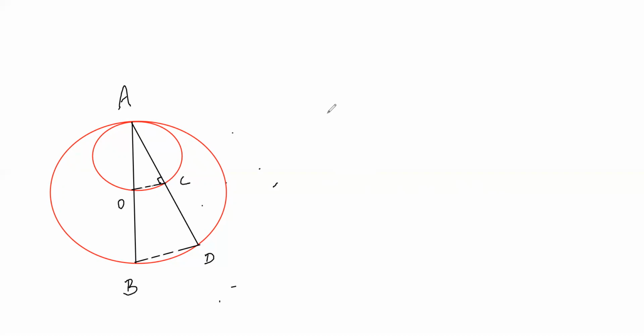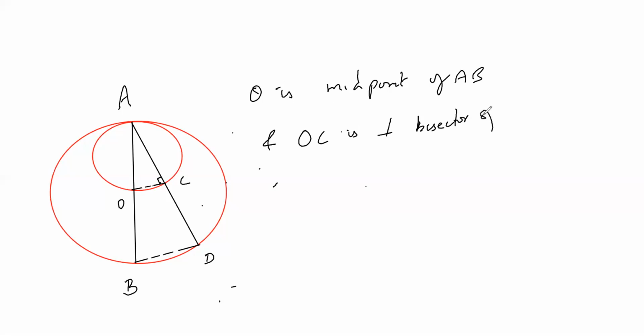Okay. So why am I telling you this particular thing? Because I told clearly what O and C are, correct? O is the midpoint of AB, and OC is a perpendicular bisector of AD, which means AC is equal to half AD.